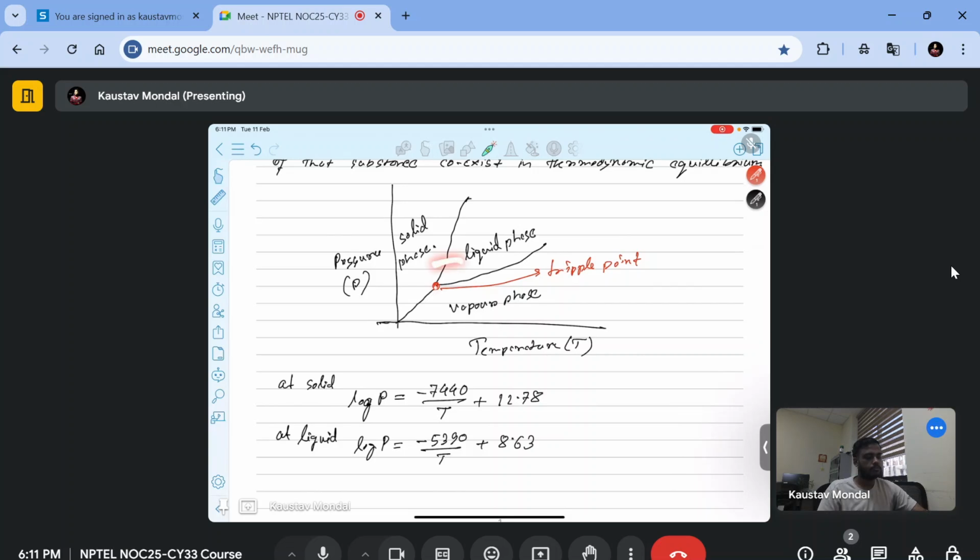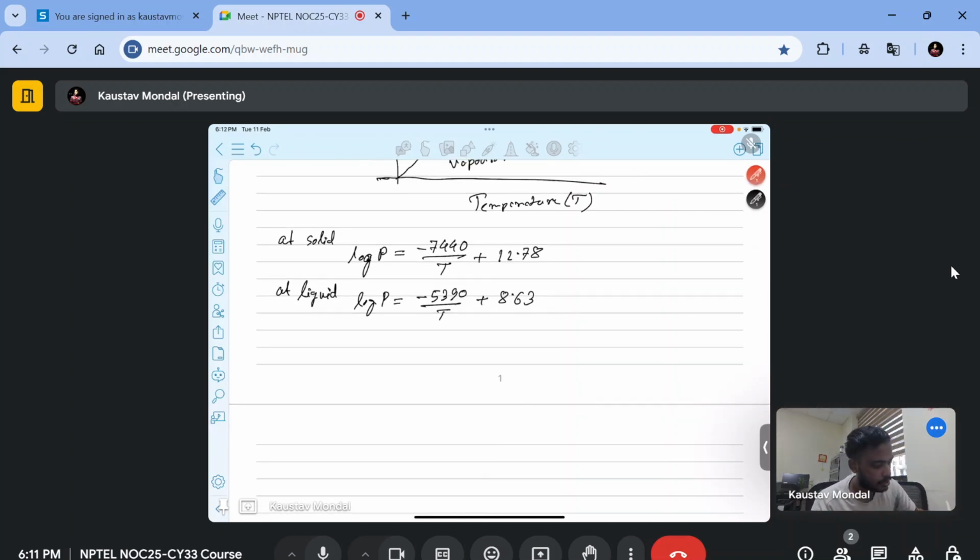Okay, so at this triple point, the solid state and liquid state coexist at the same time. That means the pressure of the solid state should equal the pressure of the liquid state, and that pressure should be equal to the triple point pressure, right?